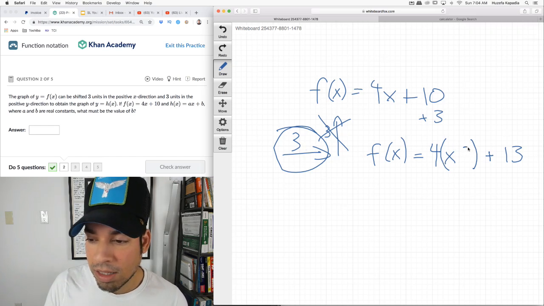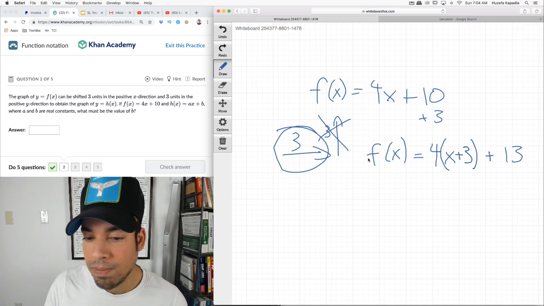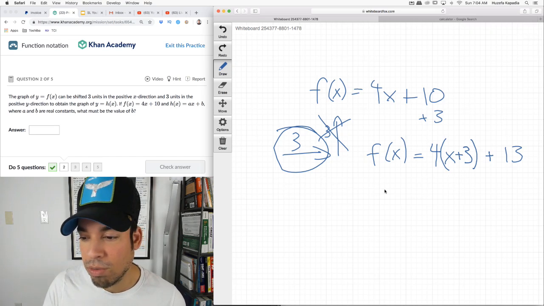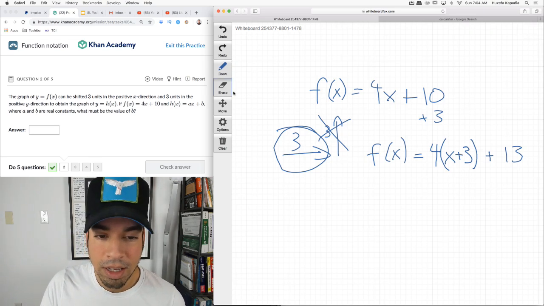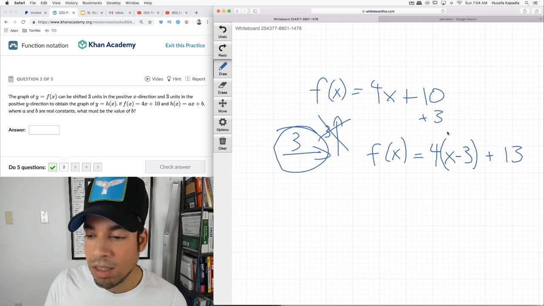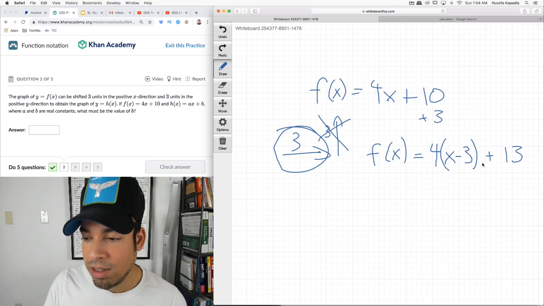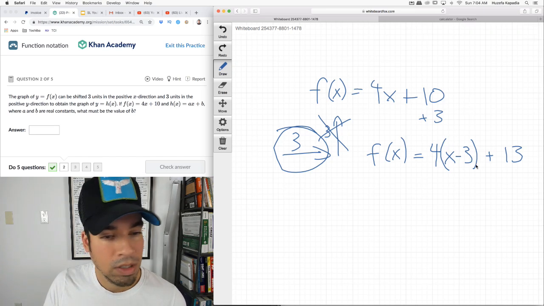Now you may think that because it's 3 units to the right, just like 3 units up, we did plus 3, moving 3 units to the right means we're also adding. That's actually not the case. We're actually doing the opposite of that. So when we're moving 3 units to the right, we're subtracting. So it's 4 times x minus 3 plus 13. And this will give us the shift that we want.